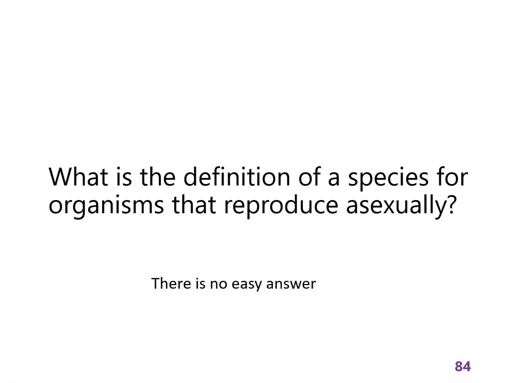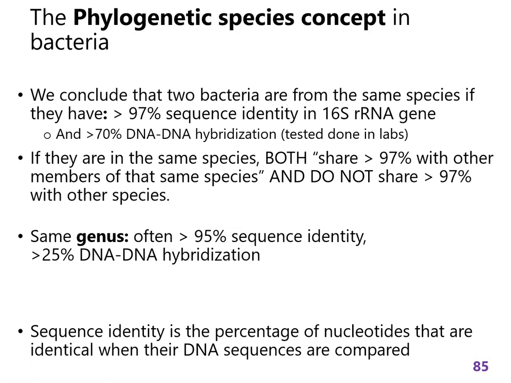Right, so how do we define a species in something like bacteria? We have a phylogenetic species concept in bacteria. You're going to need to take some time, I think, to understand this slide. So let me walk you through it a little bit. The way we talk about this is we say two different bacteria are in the same species if they have greater than 97% sequence identity in their 16S ribosomal RNA gene.